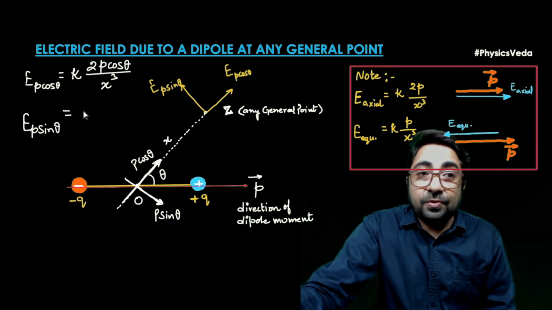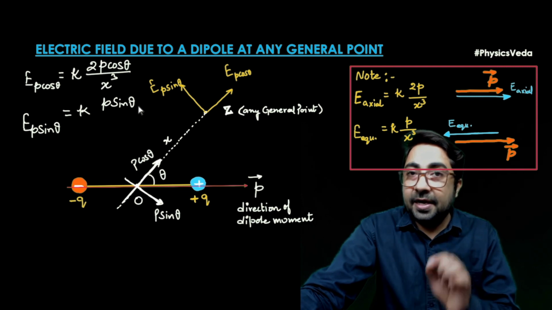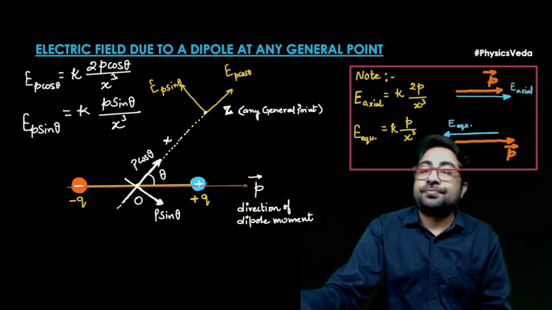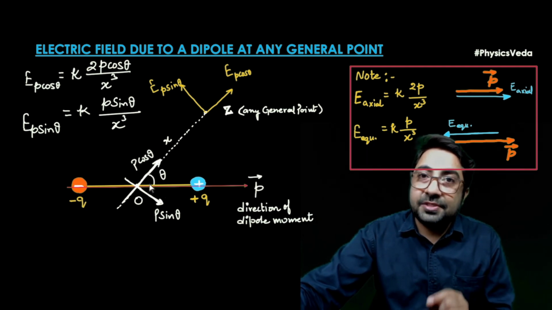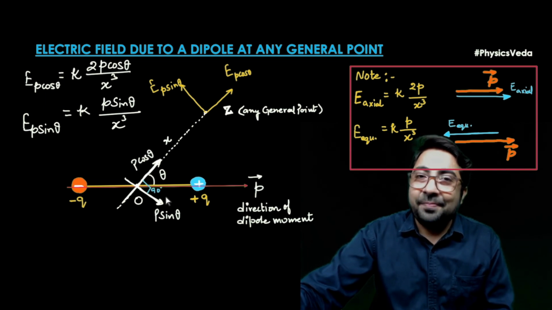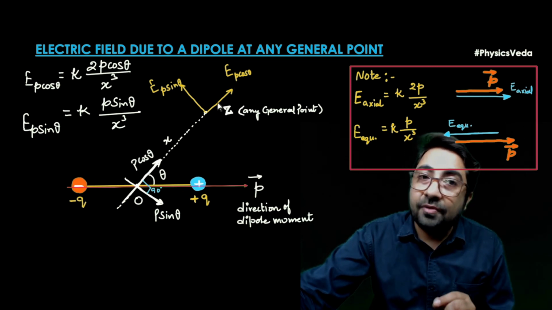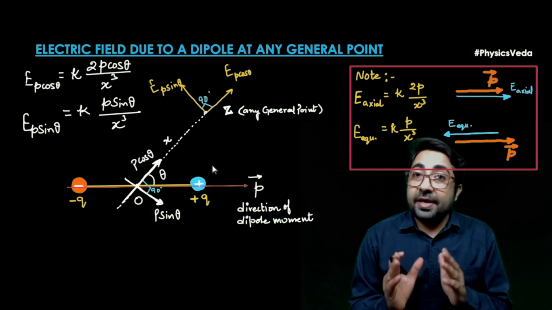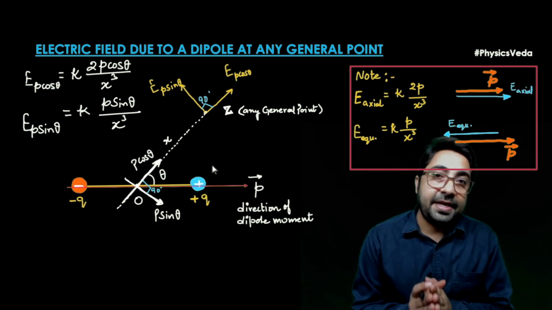It is equal to constant P sine theta. I have replaced electrical dipole moment by P sine theta upon x cube. Again from the diagram, the angle between P cos theta and P sine theta is 90 degrees, so the angle between the electric field due to P cos theta and the electric field due to P sine theta is also 90 degrees. So I can calculate the resultant electric field due to P cos theta and P sine theta.